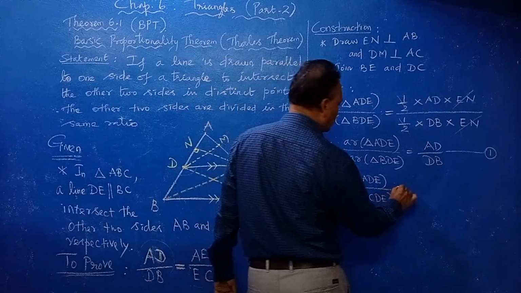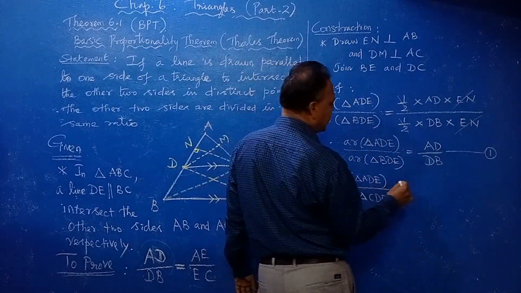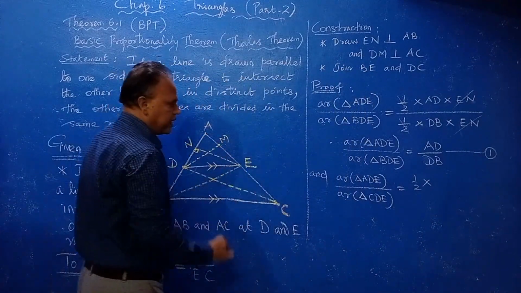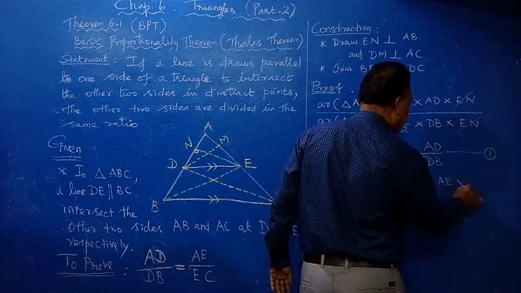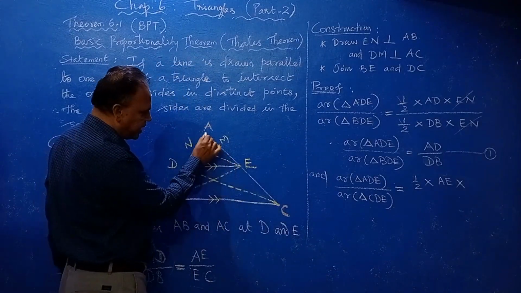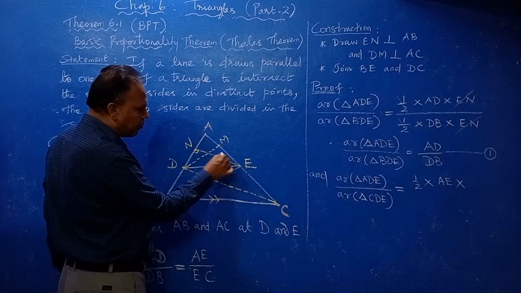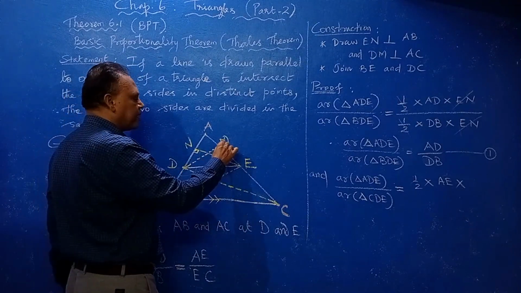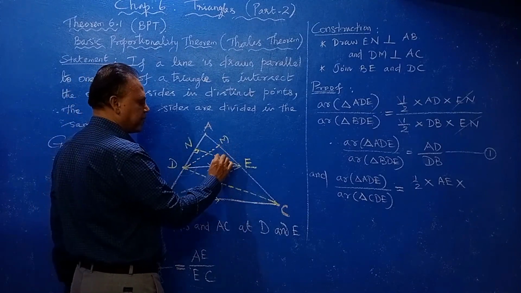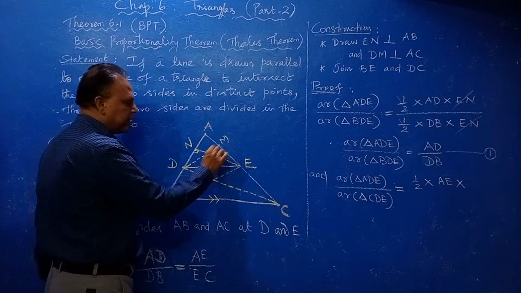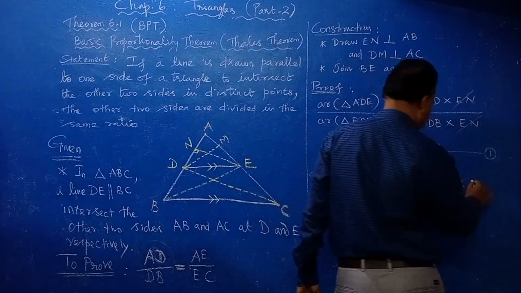So now what is the area of triangle ADE, half into the base? The base is AE. Then height, when you take this base in this triangle, the opposite vertex is this one, D. So perpendicular, the DM is perpendicular. Understand? So height is DM.